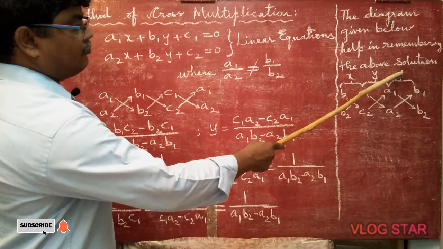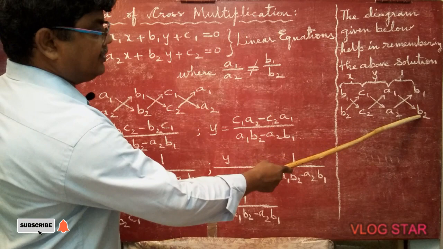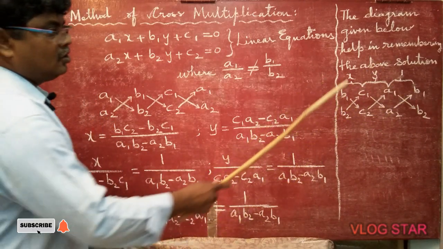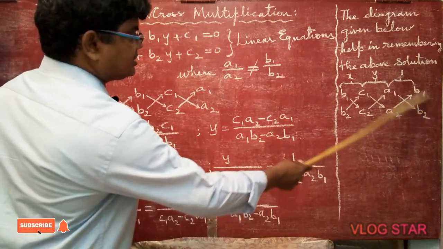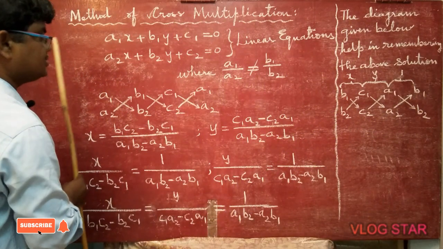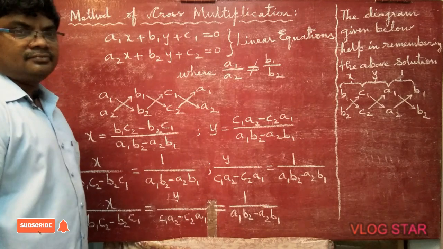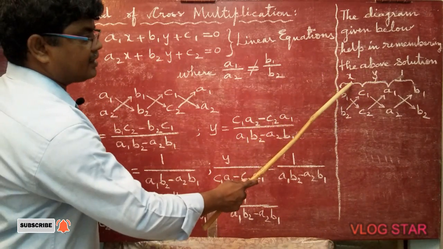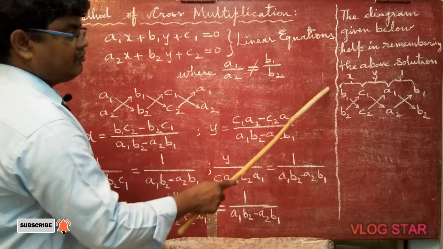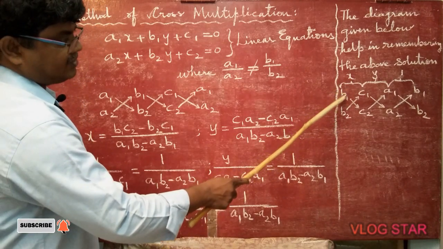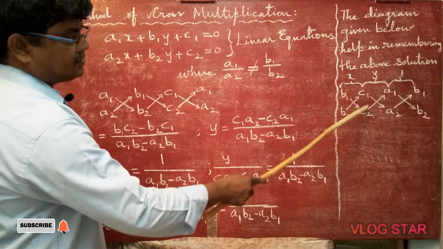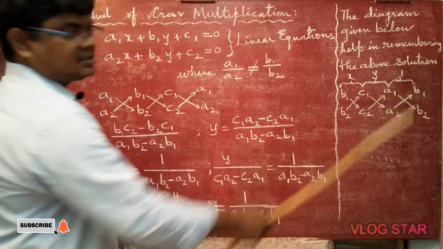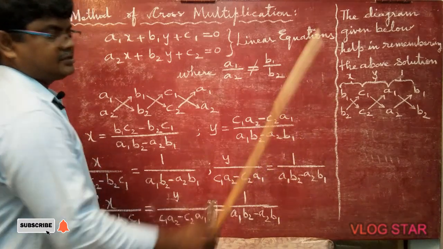Now is equal to 1 by A1 B2 minus A2 B1. See? So this one is enough for us to learn all this. This diagram is enough: x, y, constant. When we are dealing with x, we won't take x coefficients. We'll start with y coefficients, constants, then x coefficients, and repeat what we have written first.